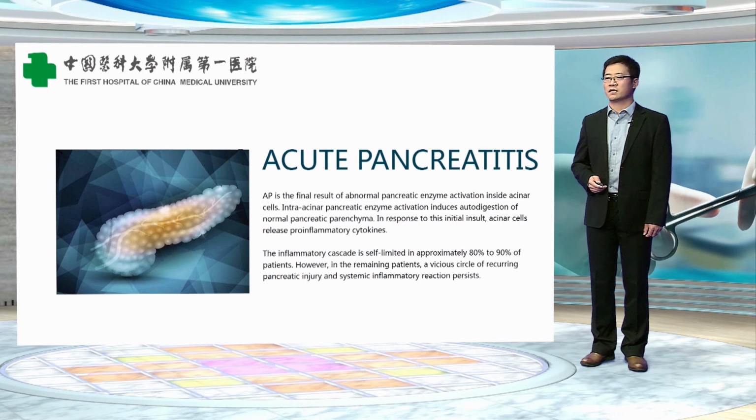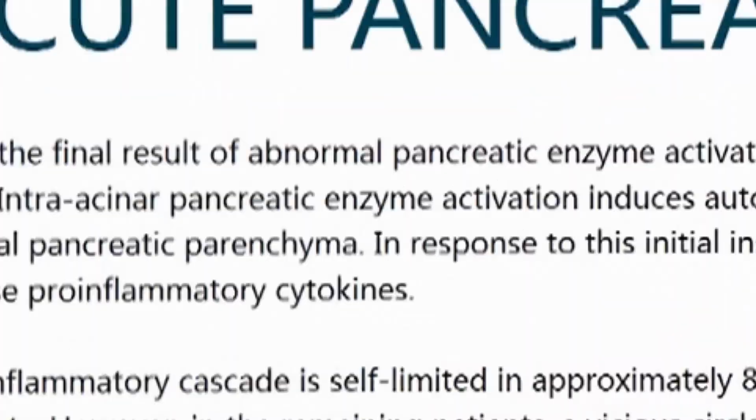In response to this initial insult, acinar cells release pro-inflammatory cytokines. While the inflammatory cascade is self-limited in about 80%, even 90% of the cases, in the remaining cases, about 10%, the cycle of pancreatic injury and systemic inflammatory reaction persists.